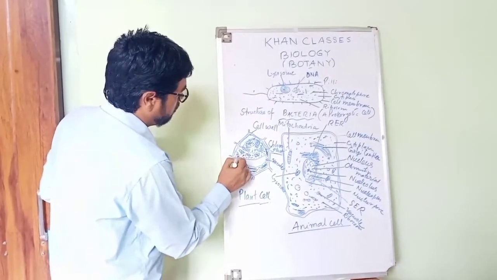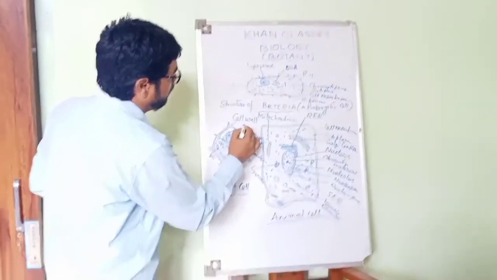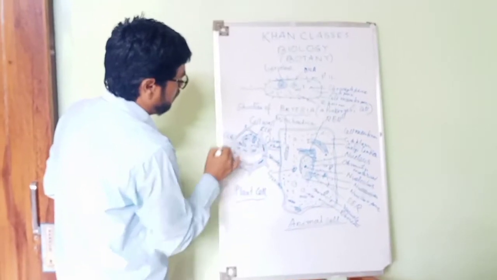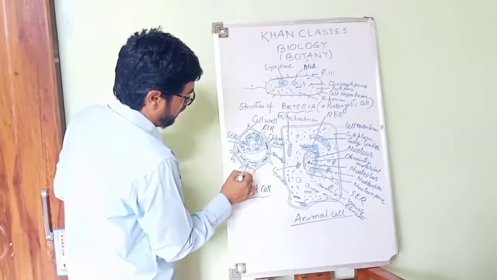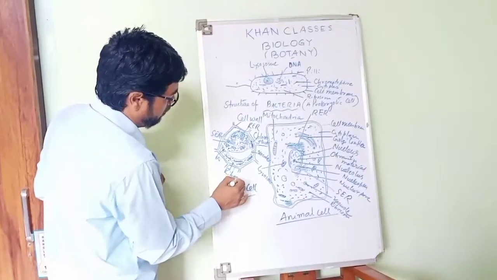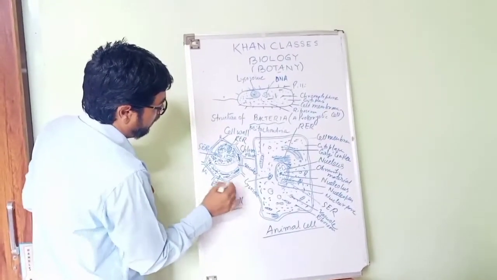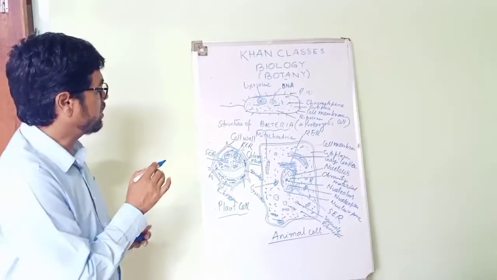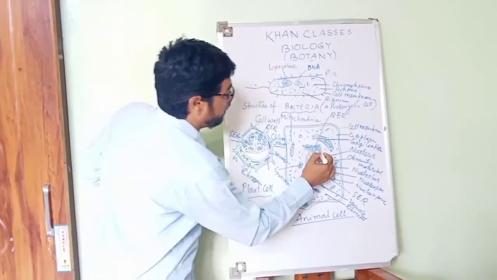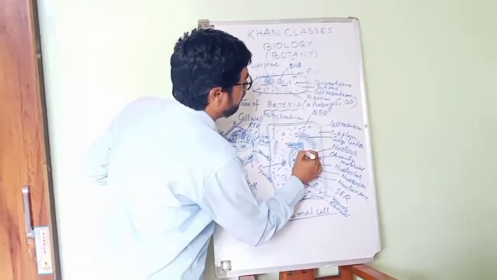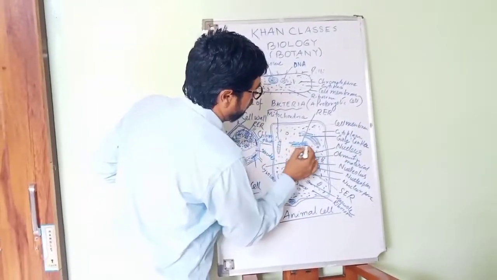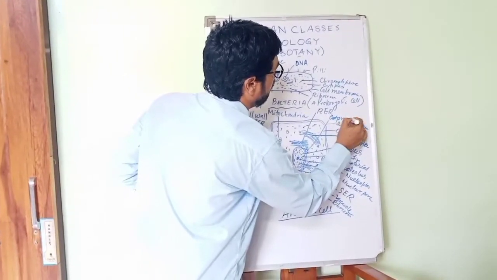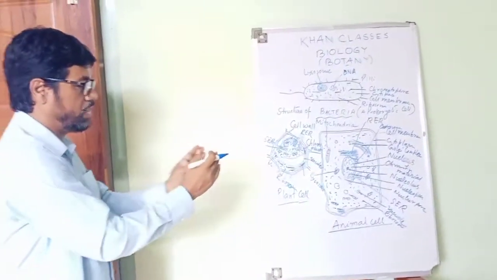And mitochondria, then you will find rough endoplasmic reticulum, smooth endoplasmic reticulum, then you will find ribosomes, which are also found in animal cell, and chloroplast, which I have already mentioned. And centrosome is found in animal cell. This centrosome is absent in plant cell. So this is the basic difference between the plant cell and the animal cell.